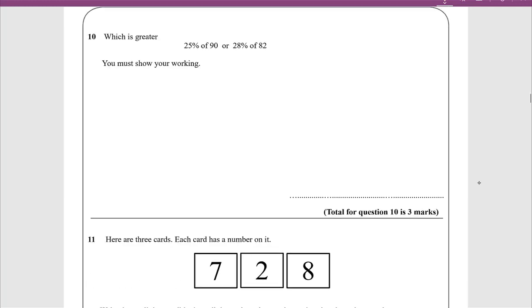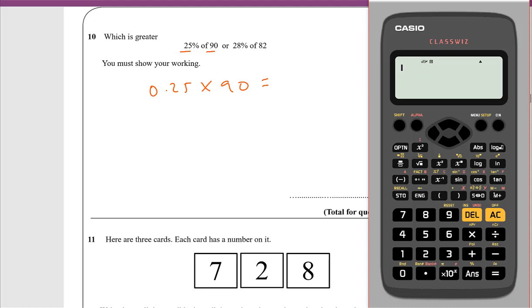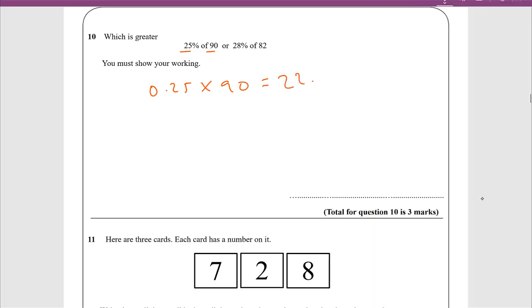Which is greater, 25% of 90 or 28% of 82? So you need to show your working. Now in order to show the working, what you can do is multiply 25% by 90. So the multiplier is 0.25 times 90. So that's your working. Now in order to find percentage, you can use the percentage button on your calculator. So 90 times 25, then press shift and the answer button, which gives percentage, and press equal, and that gives us 22.5.